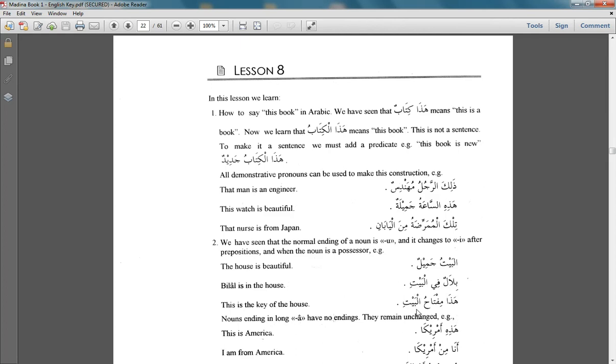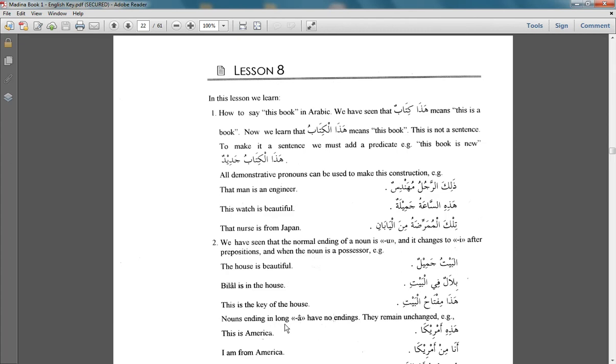هذا مفتاح البيت, this is the key of the house. Because of إضافة, مضاف مضاف إليه, possessor, possessed. Al-bayti has a kasra because it is the possessor of the possessed thing. So هذا مفتاح البيت, this is the key of the house. House is key.